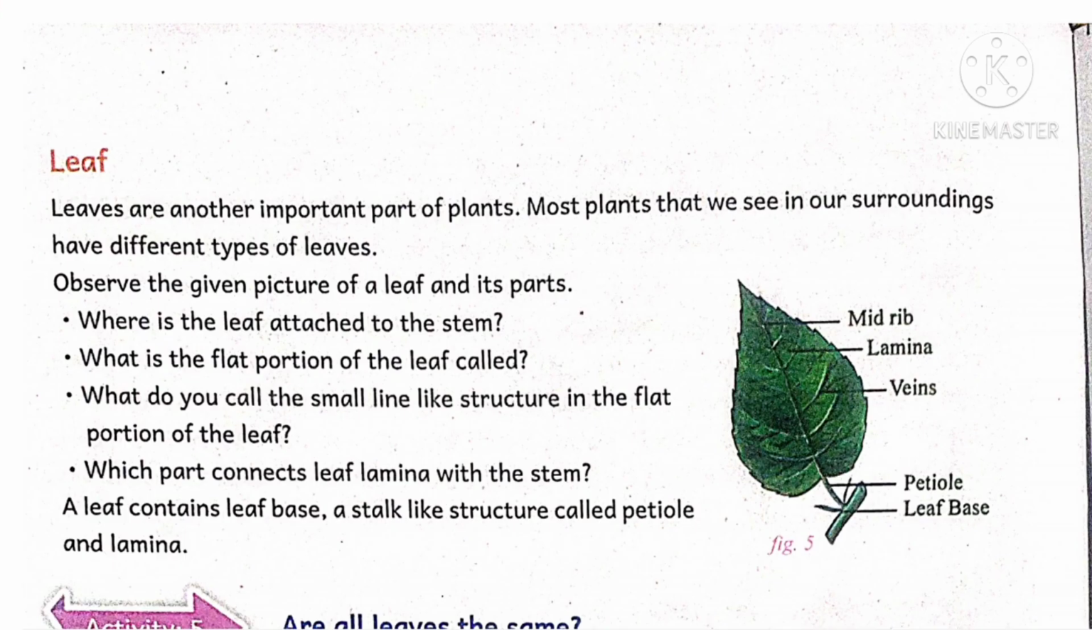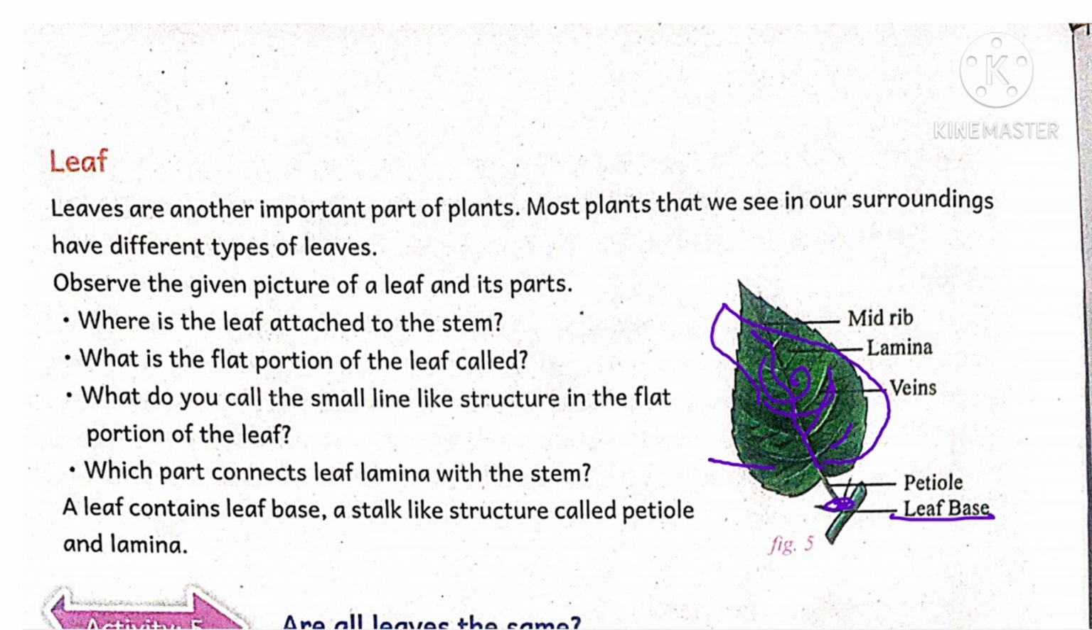The first question is, where is the leaf attached to the stem? The leaf is attached to the stem at the leaf base only. And what is the flat portion of the leaf called? The flat portion of the leaf is called lamina. The entire part is called the lamina. What do you call the small line-like structures in the flat portion of the leaf? These are all veins. This one is a midrib and these are all veins.